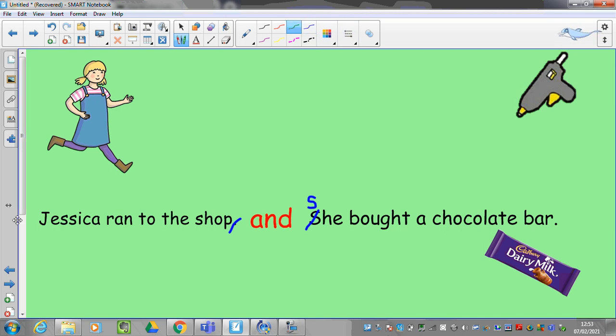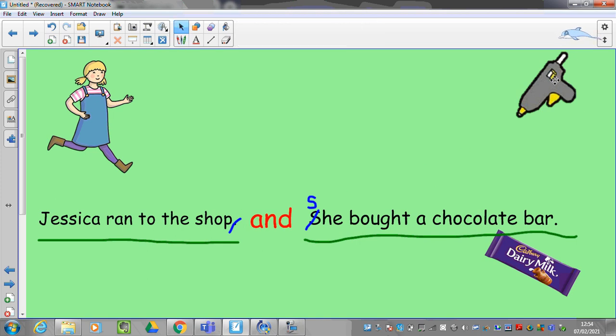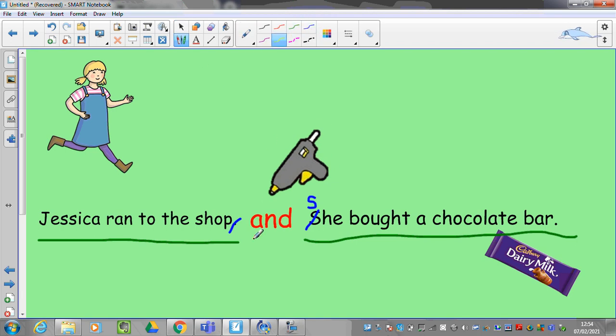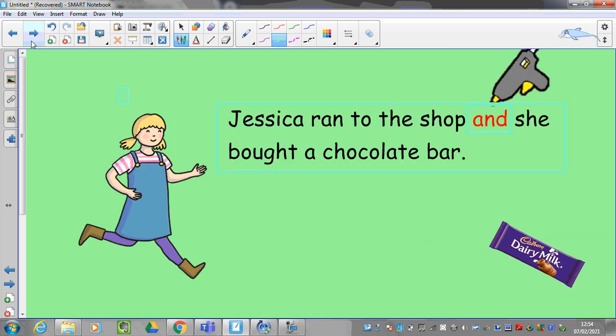Excellent. Now it is so important that we can still see our two sentences, even though we have got our conjunction in there. So our first sentence, Jessica ran to the shop, and our second sentence, she bought a chocolate bar, still make sense. And we have used our conjunction and to really make this sentence super special. Look how long it is now just by adding in that conjunction of and. Wow. And here is the full sentence. That is so impressive, and I want to see some of that in your writing.